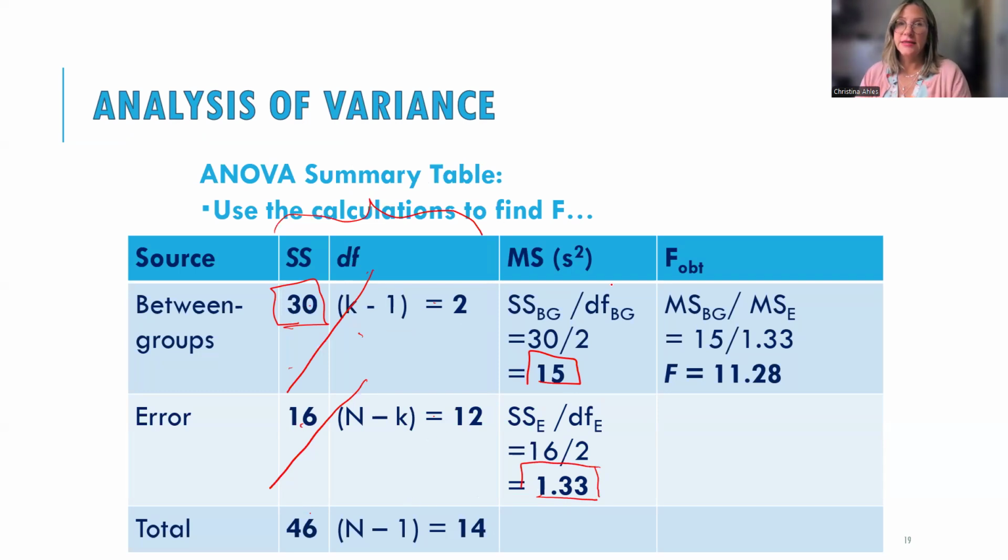Then to get our F statistic, just take this column and divide the between groups by the error. So 15 divided by 1.33 equals 11.28. It's easier if you have it all done right. You don't have to memorize all the equations, just some of them, and it'll just kind of flow for you. So our F statistic is 11.28 for this analysis of variance.